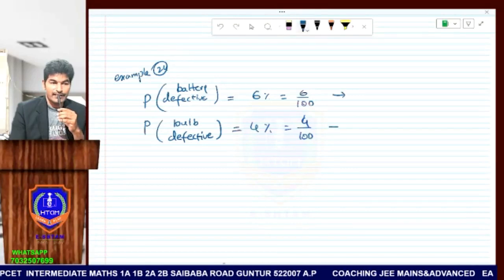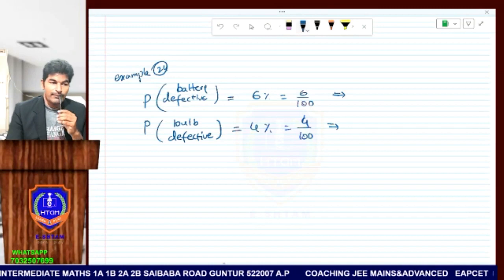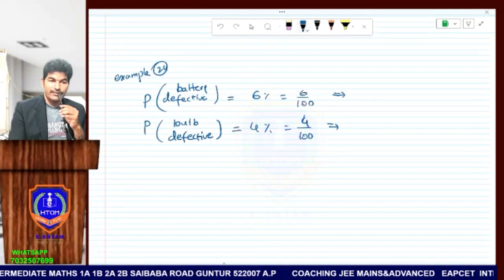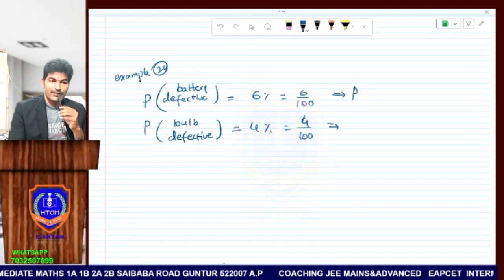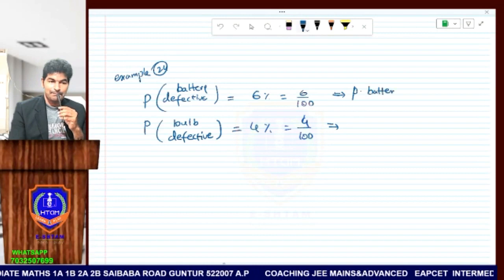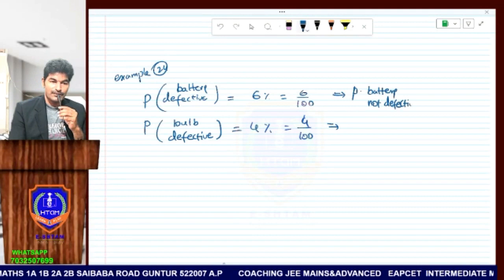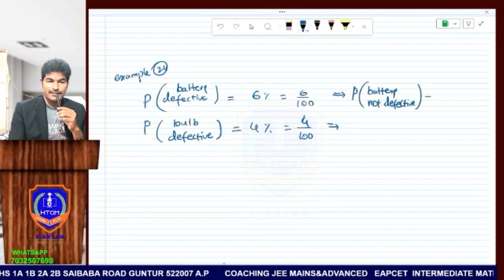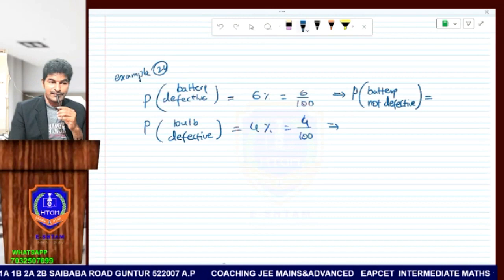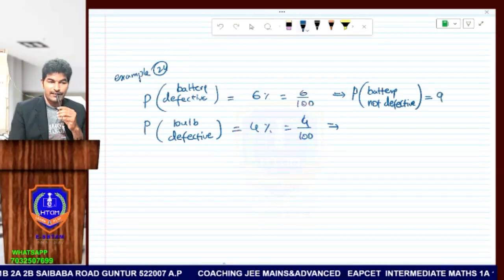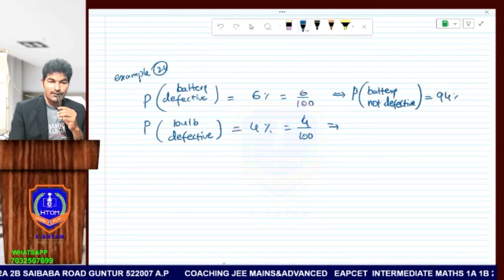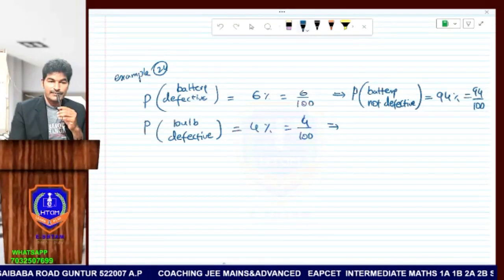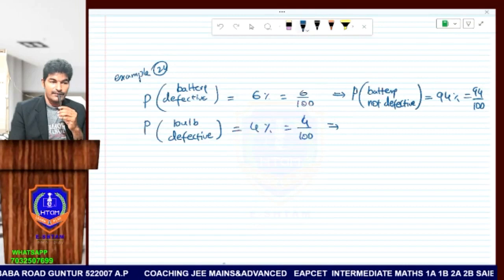Now we will calculate the complements of these values. Okay. What is the complement of battery defective? Probability of battery not defective. Understood? Not defective means it is working in very good condition. 6% was there already, the defective chance. So not defective chance is 94%. 94% means how much? 94 by 100.